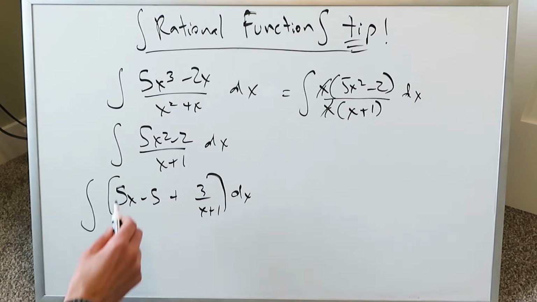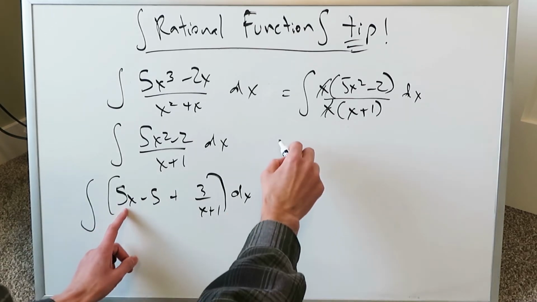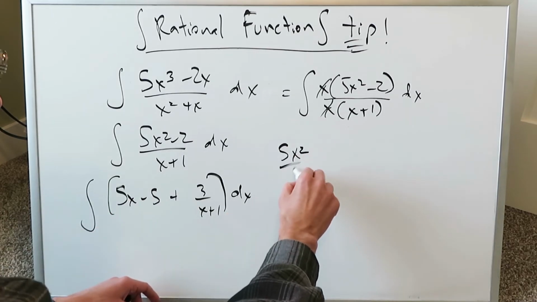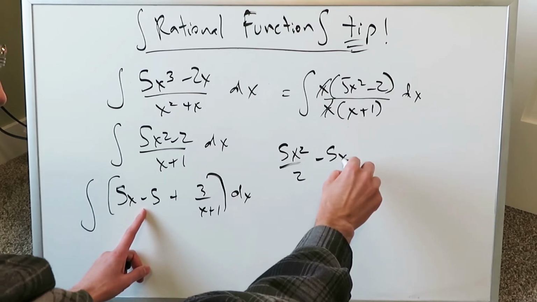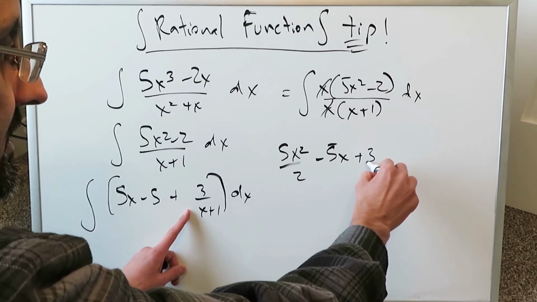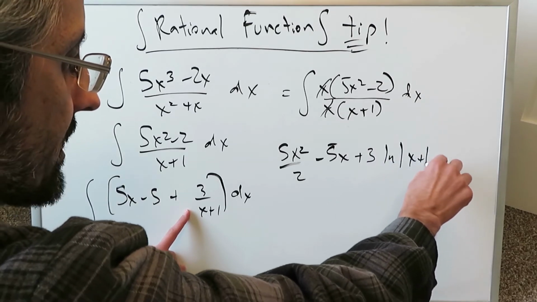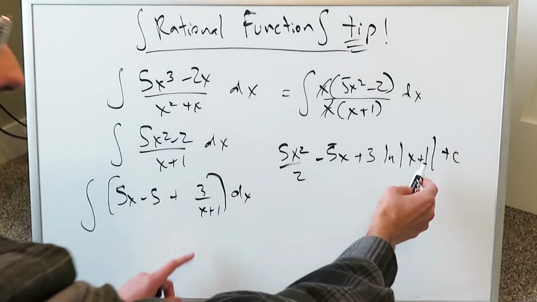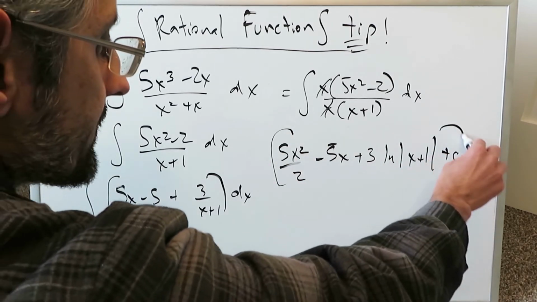And this integrand is very easy to integrate because of this simplification procedure that we have undertaken. Look, you can complete it now, everything in your head. 5x becomes 5x squared over 2. Minus 5 becomes minus 5x. Remember, n plus 1 divided by n plus 1. This becomes plus 3 natural log of the absolute value of x plus 1, and this right here is your answer, your antiderivative.